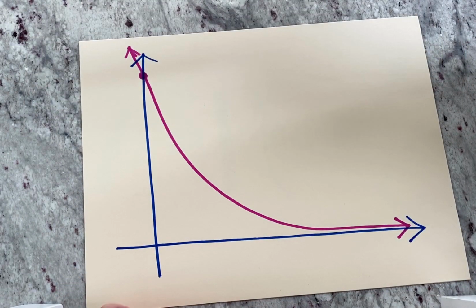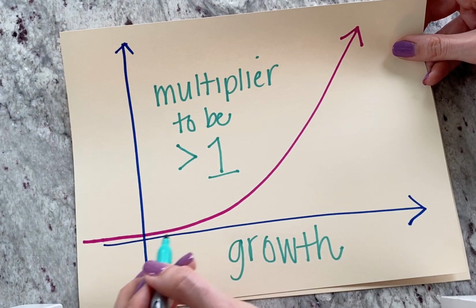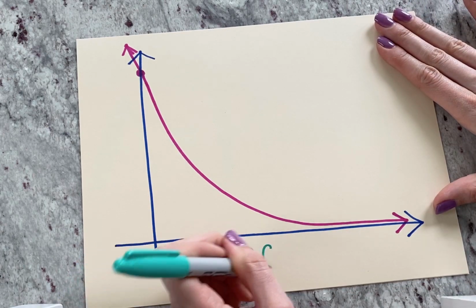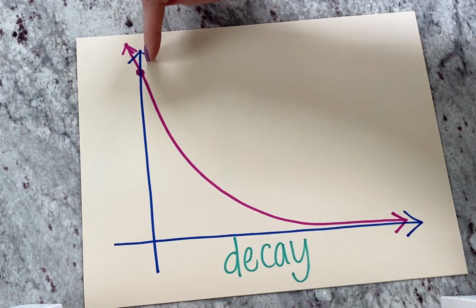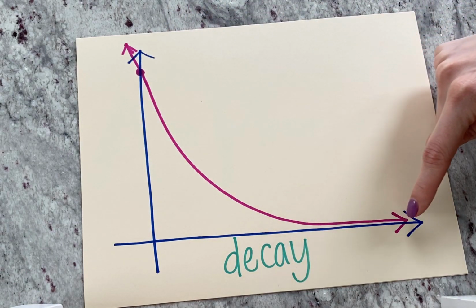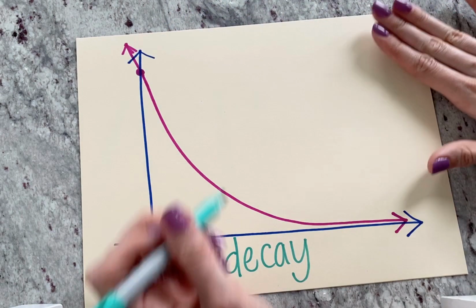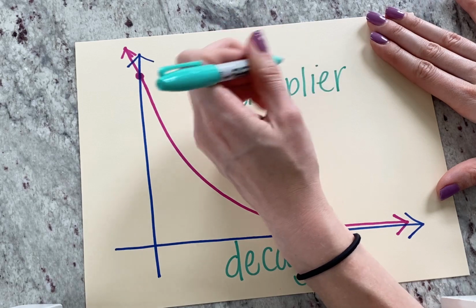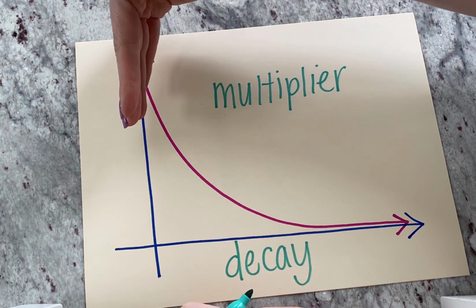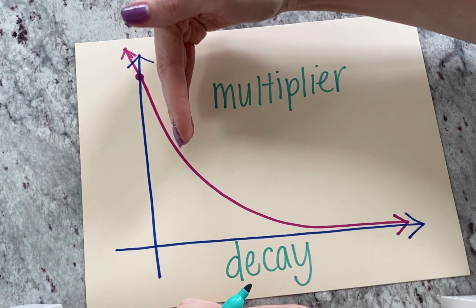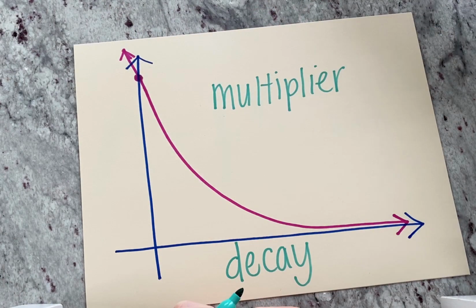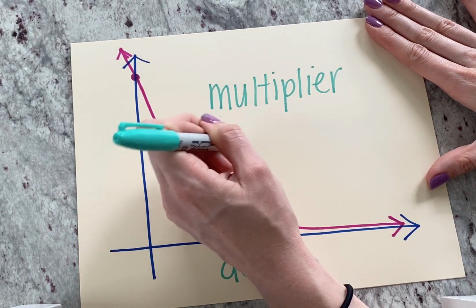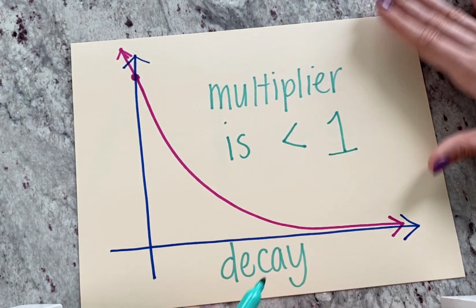Versus on a decay model, look at the difference again. Here's growth starting out really small and then shooting up quickly, versus decay. This is where we're starting quite high and then rapidly getting smaller and then leveling out, approaching 0. For the decay model, our multiplier is the number that we multiply by every time. So how do we go from x equals 1 to x equals 2 to 3? We keep multiplying by some number. If our number is greater than 1, it's going to grow. If our multiplier is less than 1, it's going to decay.